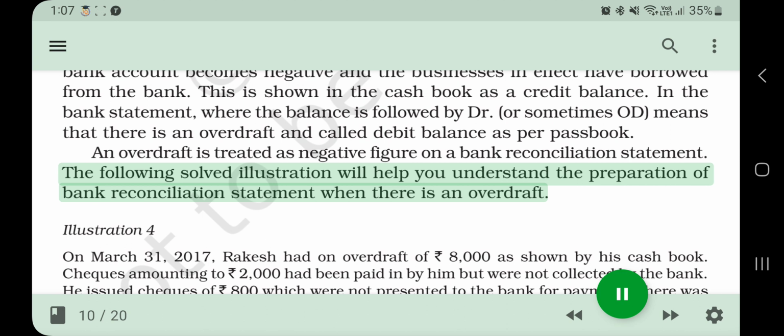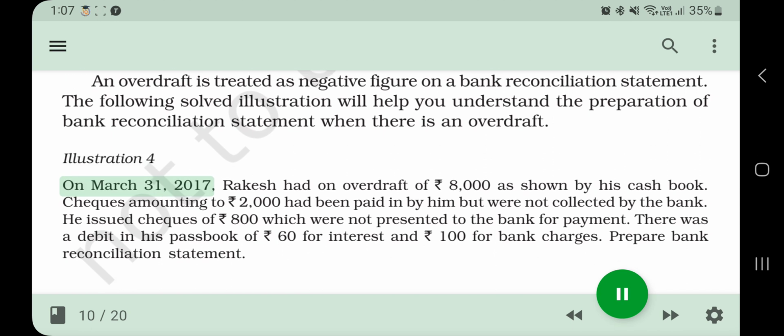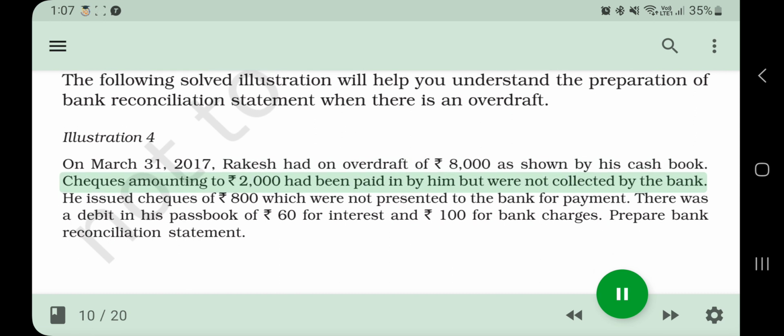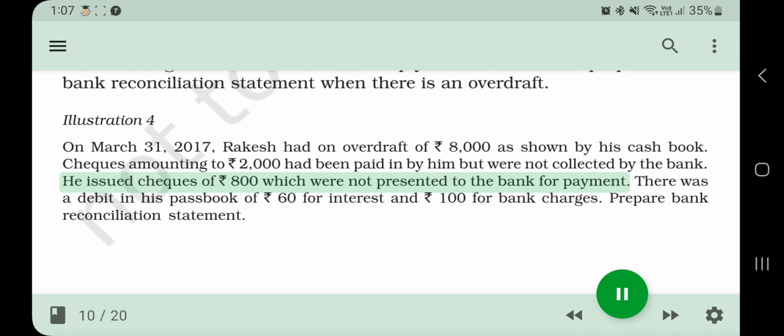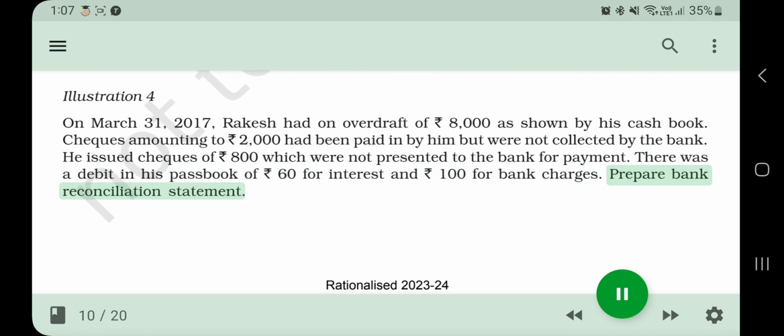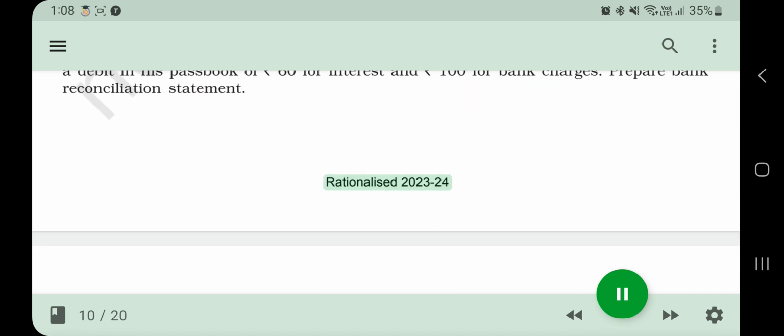The following solved illustration will help you understand the preparation of a bank reconciliation statement when there is an overdraft. Illustration 4. On March 31, 2017, Rakesh had an overdraft of $8,000 as shown by his cash book. Checks amounting to $2,000 had been paid in by him but were not collected by the bank. He issued checks of $800 which were not presented to the bank for payment. There was a debit in his passbook of $60 for interest and $100 for bank charges. Prepare a bank reconciliation statement.